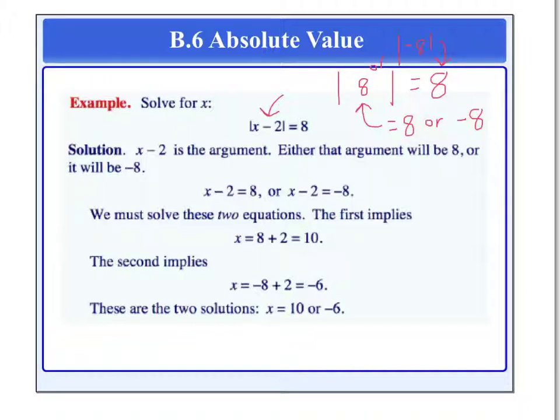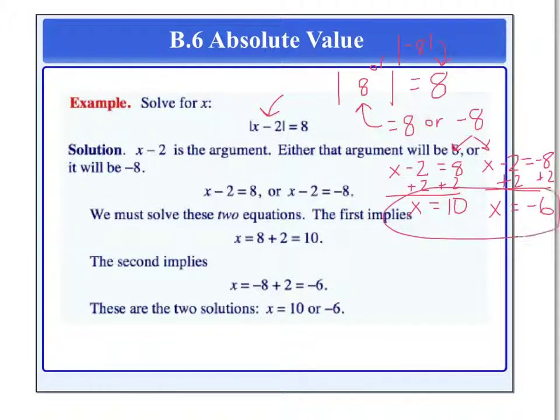I'm going to set x minus 2, not the absolute value of x, just what's inside, equivalent to 8, and x minus 2 equivalent to negative 8. Those are the two things that we're setting up. So our argument could be one of these two things. If x minus 2 equals 8, I could add 2 to each side, and I could say x equals 10. If this is the case, I can add 2, and I can say x equals negative 6.